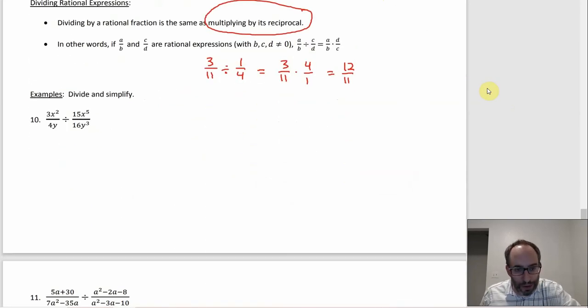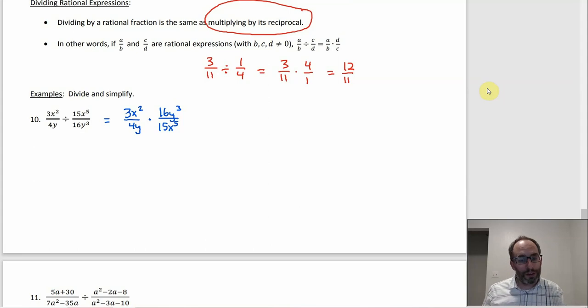So this first one, I'm going to write that as 3x squared over 4y times 16y cubed over 15x to the fifth. And then we're multiplying, and we're going to play the game that we were just playing, where you try to cancel everything that you can cancel. Here, because there are no binomial terms or anything, right, there's no like x plus 3 or x minus 8 or anything like that, it might be easier to see what to do if you kind of rearrange it all, like to have the integers first and then the x's and then the y's. So that's what I'm going to do.